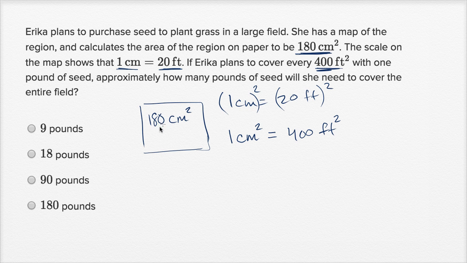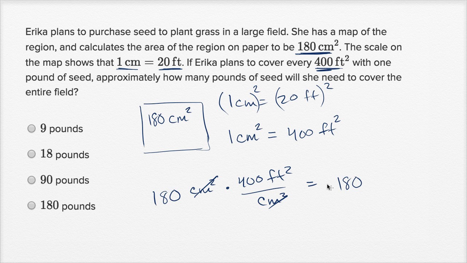So how many square feet does 180 square centimeters represent? I could write 180 centimeters squared, and we know that every centimeter squared represents 400 feet squared, or we can say 400 feet squared per centimeter squared. And we want the units to cancel out, so this makes sense. You have centimeters squared over centimeters squared. So the actual field is going to be 180 times 400 square feet. And that makes sense.